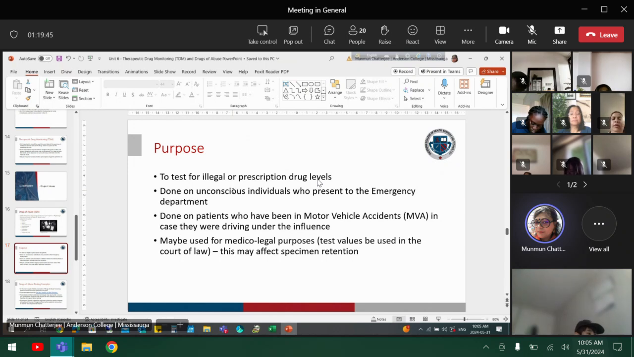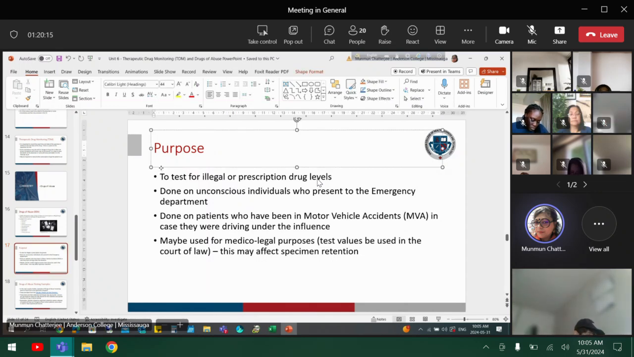In general, if the doctors want to test something, the test is fine, but mainly with an unconscious patient, we don't know whether there is alcohol abuse, marijuana abuse or overdose. A lot of patients come in overdosed and unconscious, so you have to do the drug monitoring. For a motor vehicle accident, for sure, even if it doesn't seem influenced by drugs, you have to do the test. You never know whether they were driving under the influence of any drug.